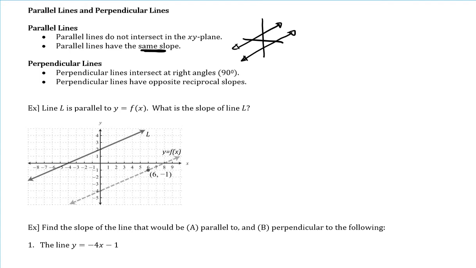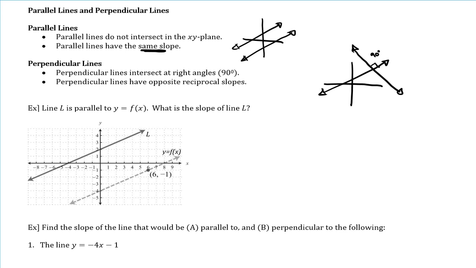Perpendicular lines intersect at right angles, or at 90 degrees. So for instance, if I have some random line like that, a line that's perpendicular to this would cross it at 90 degrees. So it crosses it at a special angle. We usually use that little square thing to show 90 degrees or right angles, and I'm just putting in 90 degrees right there as well.